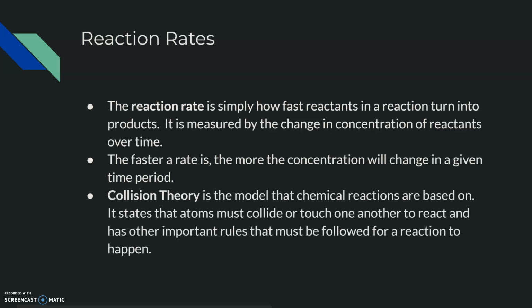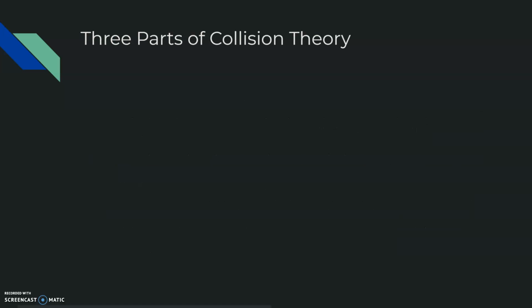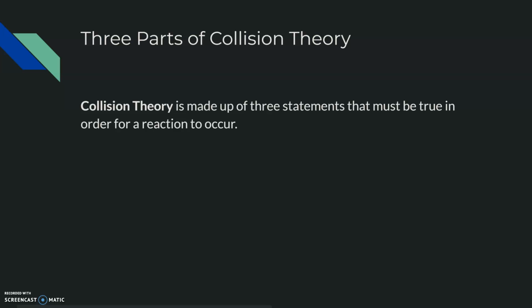According to the collision theory, this is a model that chemical reactions are based on. It states that atoms must collide or touch one another to react and has other important rules that must be followed for a reaction to happen. There are 3 parts of the collision theory. The collision theory is made up of 3 statements that must be true in order for a reaction to occur.